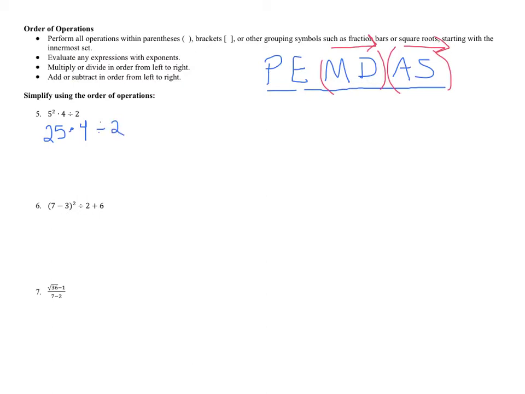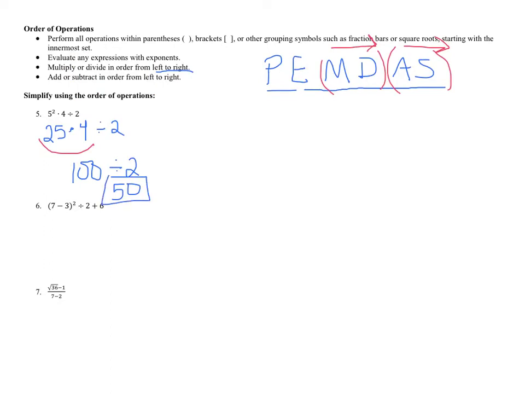Now I move on to multiplication and division, remembering to go from left to right. So even though that 4 divided by 2 looks tempting, because then I would just have 25 times 2, I need to make sure I go left to right, meaning I need to make sure I first do 25 times 4 to get 100. Now I'm just going to copy down that 2. Now I can do 100 divided by 2 to get 50 as my answer.